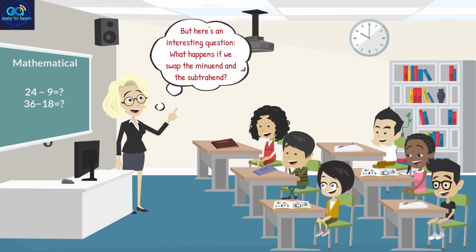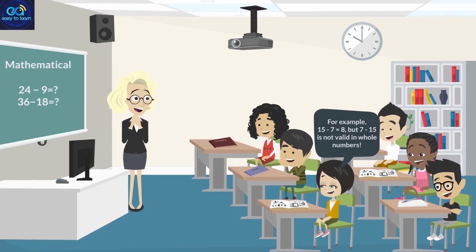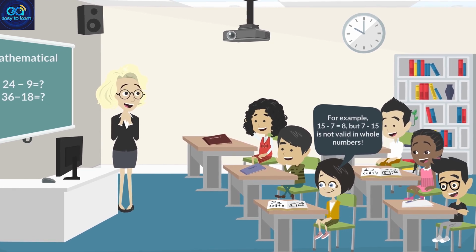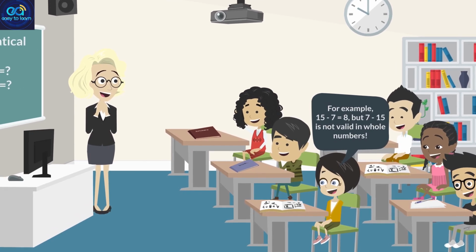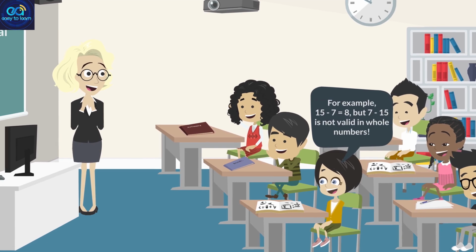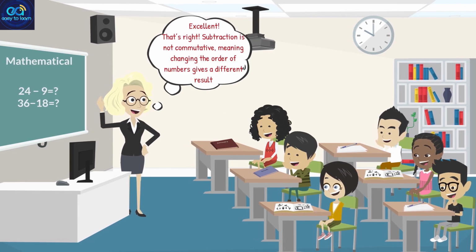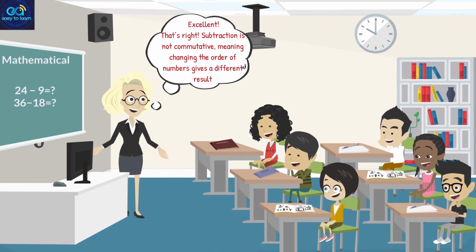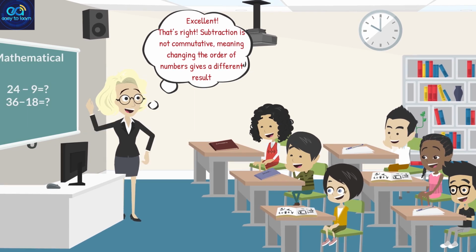But here is an interesting question. What happens if we swap the minuend and subtrahend? It won't be the same. For example, 15 minus 7 equals 8, but 7 minus 15 is not valid in whole numbers. Excellent, that's right. Subtraction is not commutative, meaning changing the order of the numbers gives a different result.